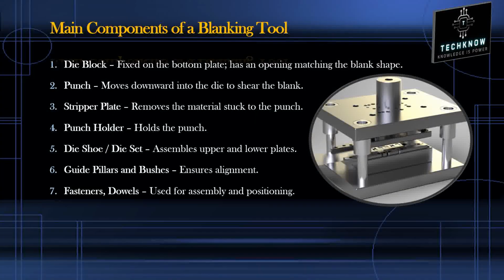Main components of a blanking tool: 1. Die block, fixed on the bottom plate, has an opening matching the blank shape. 2. Punch moves downward into the die to shear the blank. 3. Stripper plate removes the material stuck to the punch. 4. Punch holder holds the punch. 5. Die shoe, die set, assembles upper and lower plates. 6. Guide pillars and bushes ensure alignment. 7. Fasteners and dowels are used for assembly and positioning.